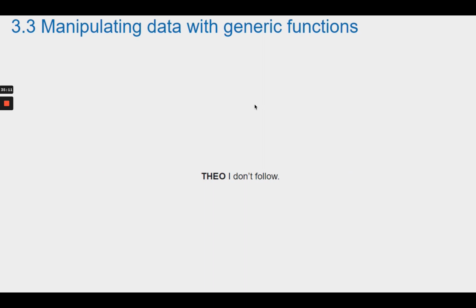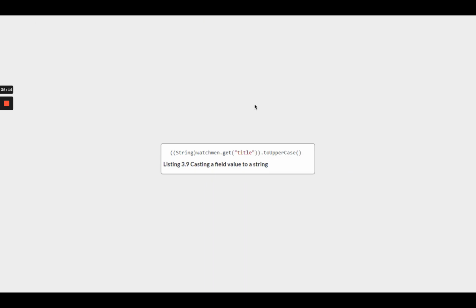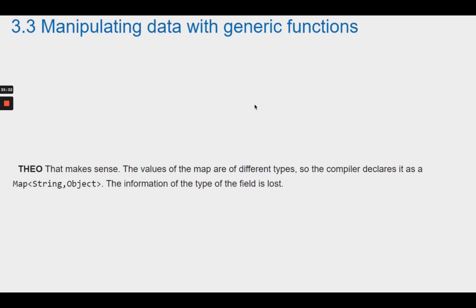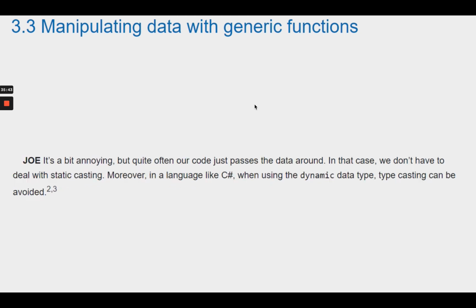Theo: I don't follow. Joe: Imagine that once you get the title of a book, you want to convert the string into an uppercase string. You need to do a static cast to string, right? Here, let me show you an example that casts a field value to a string. Then we can manipulate it as a string. Theo: That makes sense. The values of the map are different types, so the compiler declares it as a map of string and object. The information of the type of the field is lost.